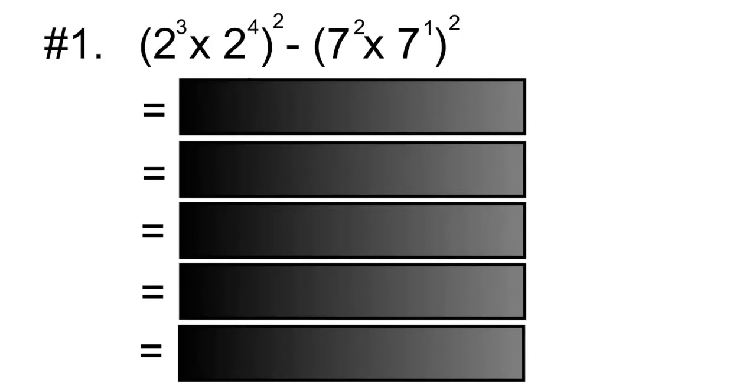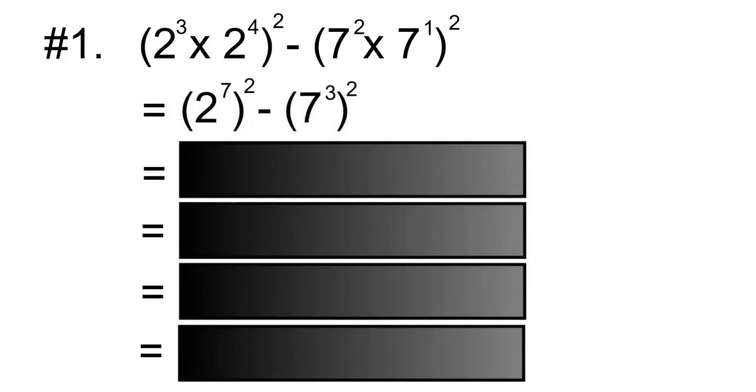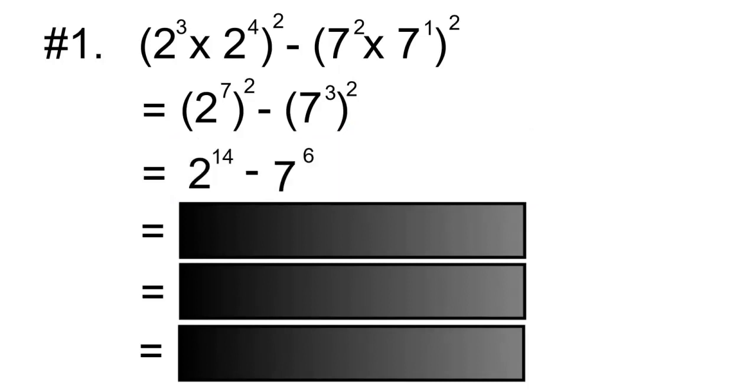For 2 to the 3 times 2 to the 4, the bases are the same, so we'll add the exponents together. And for 7 to the 2 times 7 to the 1, the bases are the same there, so we'll add the exponents together. This will give us 2 to the 7 minus 7 to the 3, all to the 2. These are both powers of a power, so we'll now multiply the exponents together, giving us 2 to the 14 minus 7 to the 6.